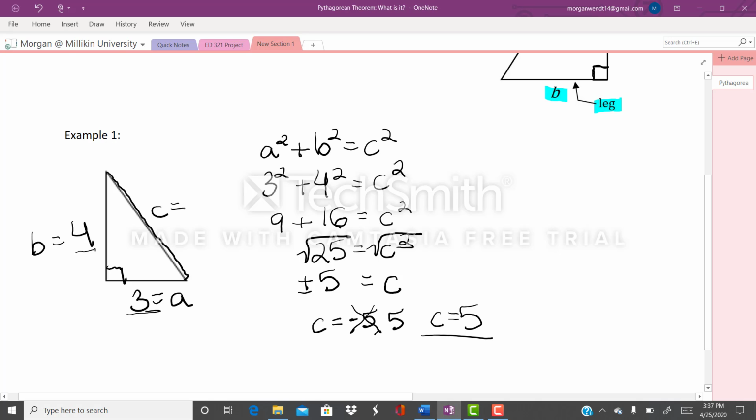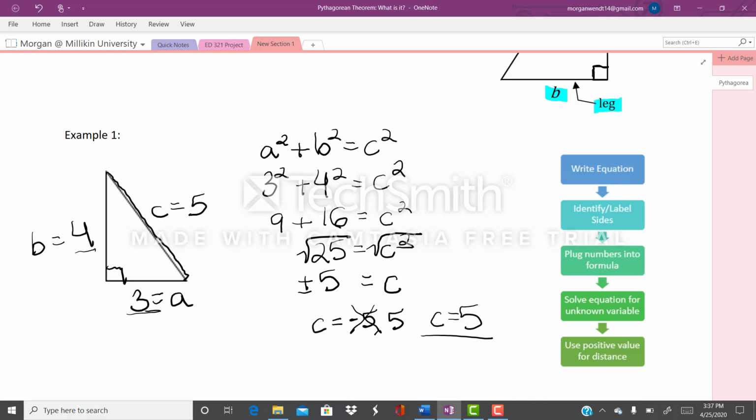So my C, I found, by using the Pythagorean theorem, I found that our hypotenuse is equal to 5. I know I just went through a lot of different steps, so let me recap real quick for you all. I first started by writing an equation. When solving these types of problems, you will start with the Pythagorean theorem of a squared plus b squared is equal to c squared.